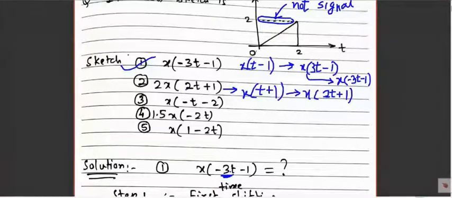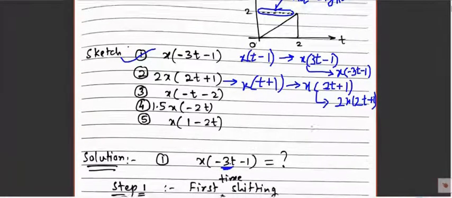Okay. Then next, 2 is the amplitude scaling. So 2 into 2x of 2t plus 1. If it is given in the question, then you should perform it, otherwise no need to perform additional operations. Okay.